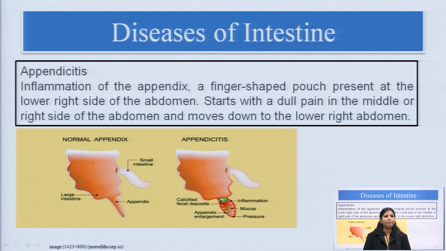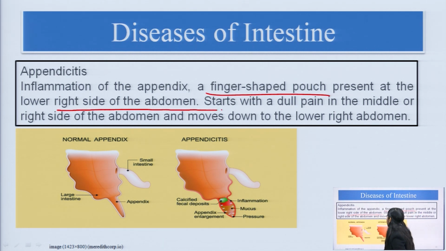Now coming to appendicitis. This is one of the problems in the intestine. Appendicitis means there is an inflammation in the appendix. So what is the appendix? The appendix is a finger-shaped pouch present at the lower right side of the abdomen. You can see this is the large intestine and there is a finger-shaped pouch called the appendix. Now, this appendix is inflamed.